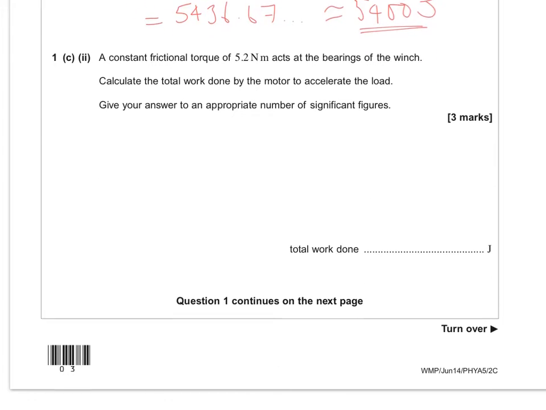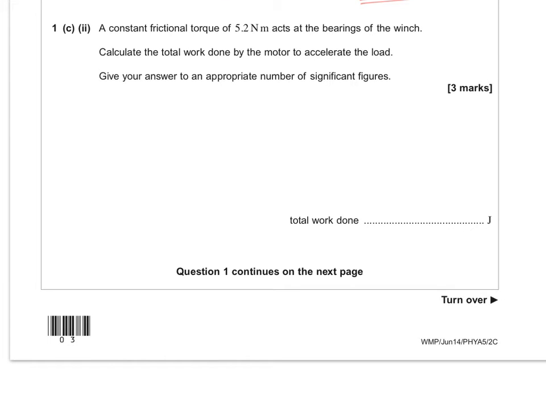Alright, so the constant frictional torque of 5.2 acts at the bearings of the winch. Calculate the total work done by the motor to accelerate the load. So we can calculate the work done against the frictional torque, which is going to be the value of the torque times the angular displacement. And so that's 5.2 times 40. It was a show that question, so we can just pull out that rounded value. That's 208 joules of work.